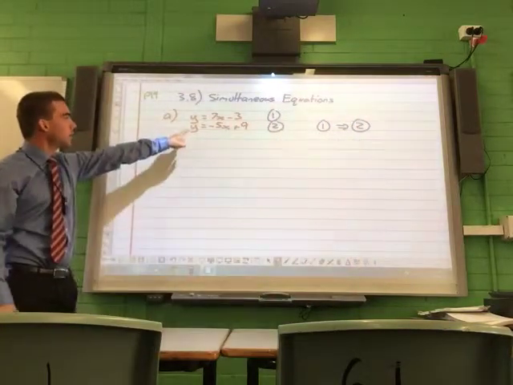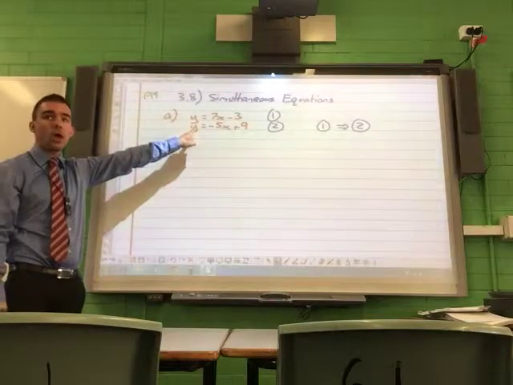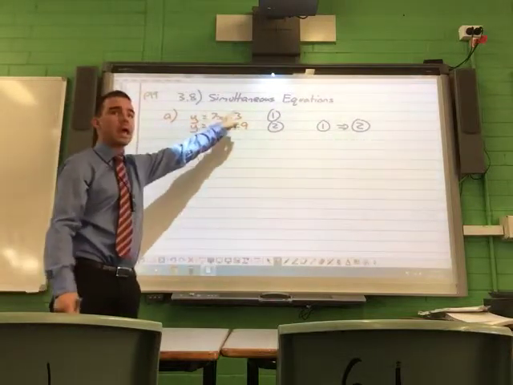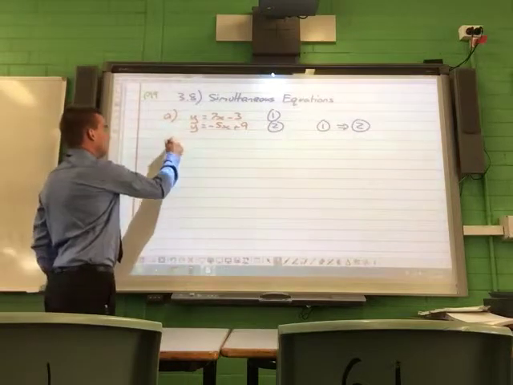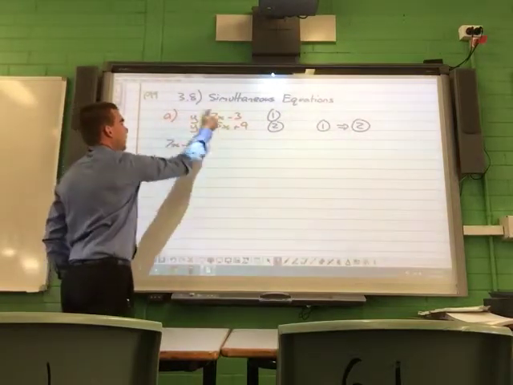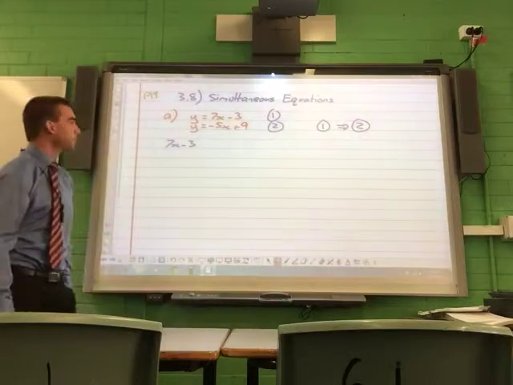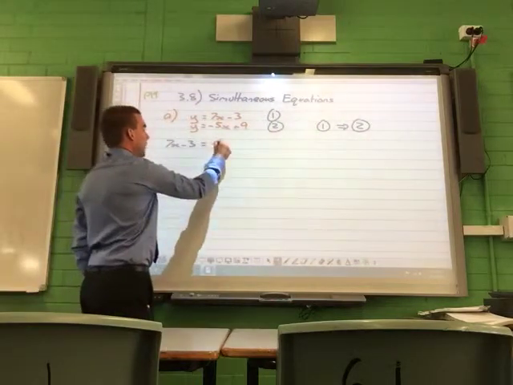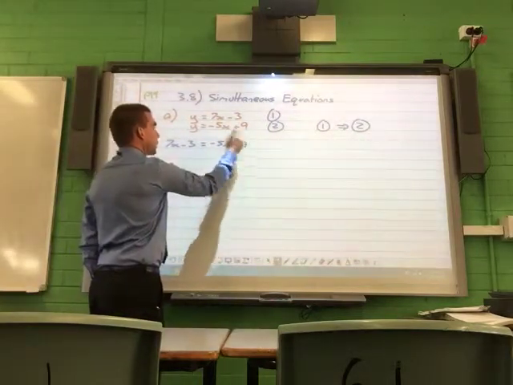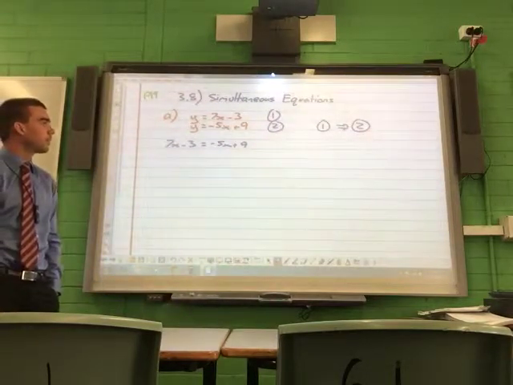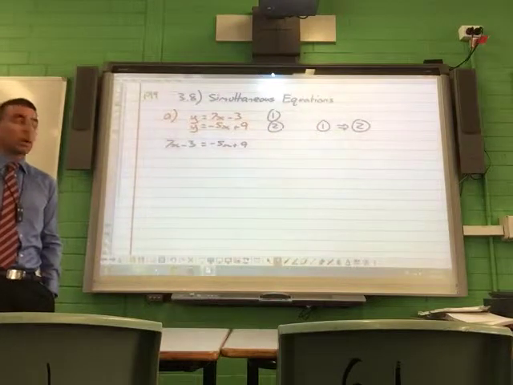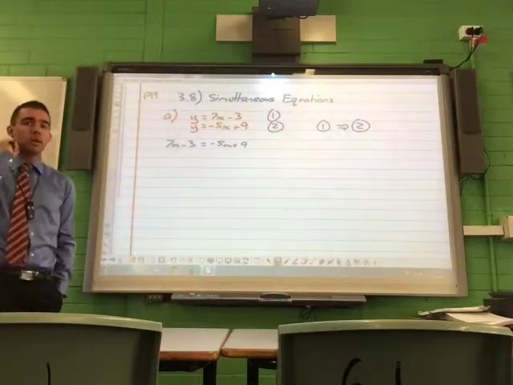So in equation 2, where I've got the letter y, I'm going to replace it with what y equals in that first equation. So y, which is 7x take away 3 from the first equation, is equal to negative 5x plus 9, writing the rest of that equation. So now we have one equation with one variable.